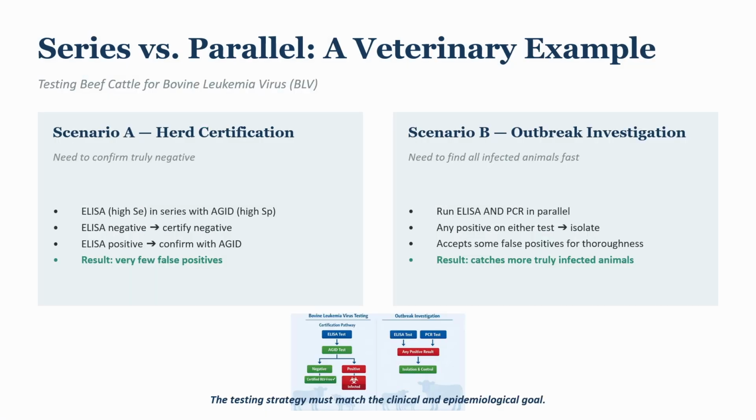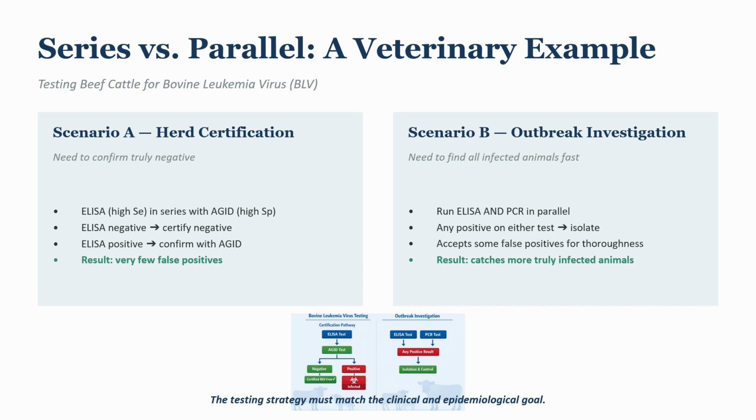Let's make series and parallel testing concrete with a real veterinary example. Testing beef cattle herds for bovine leukemia virus. Scenario A is herd certification. A producer wants to certify their herd as BLV negative to sell breeding stock. The critical error here is a false negative, certifying an infected animal as clean and shipping it to a new herd, introducing BLV unknowingly. So, we need a high specificity for our positive call and very high sensitivity for our negative call.